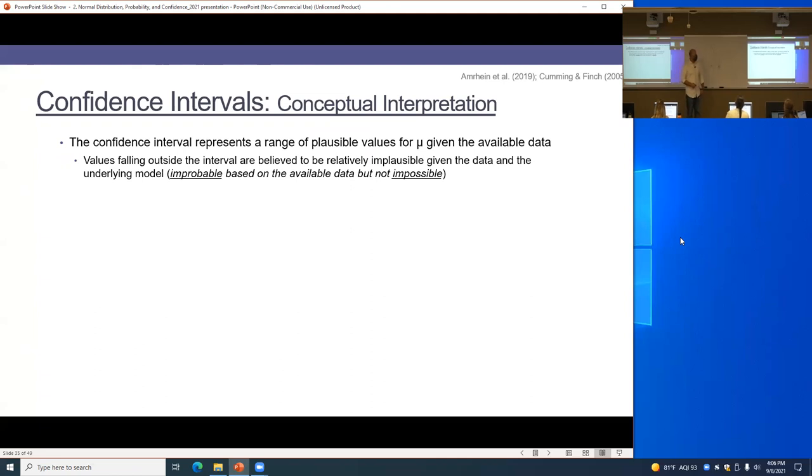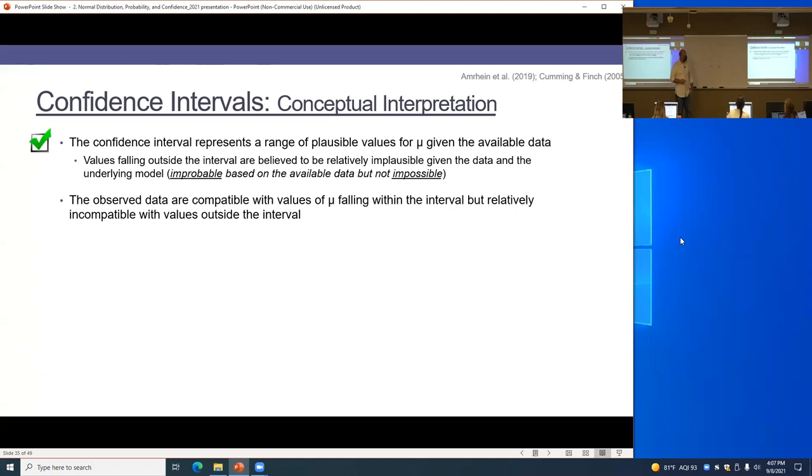We can say that a confidence interval represents a range of probable values of our parameter given the available data. Values that fall outside of the interval are relatively implausible given the data and the underlying model, but not impossible. Maybe based on my data, whatever value you are saying seems unlikely because it falls outside, but it's not impossible. Based on the method I've gone through, this is the range of values that are reasonable to expect based on the information I obtained in this sample.